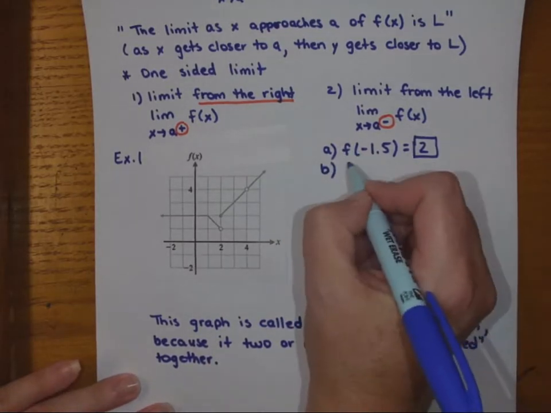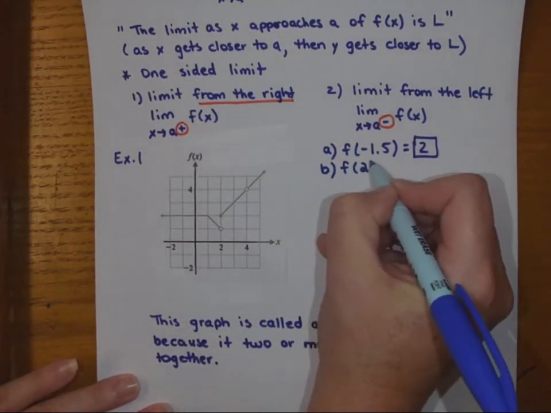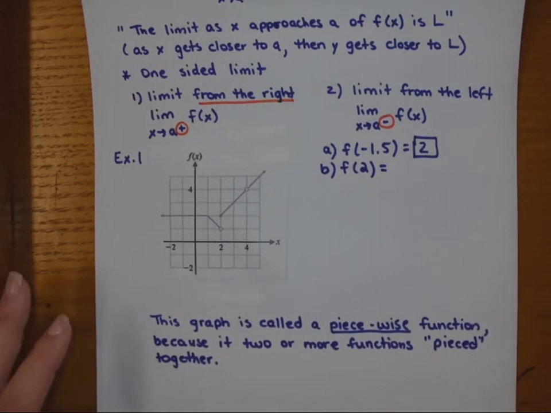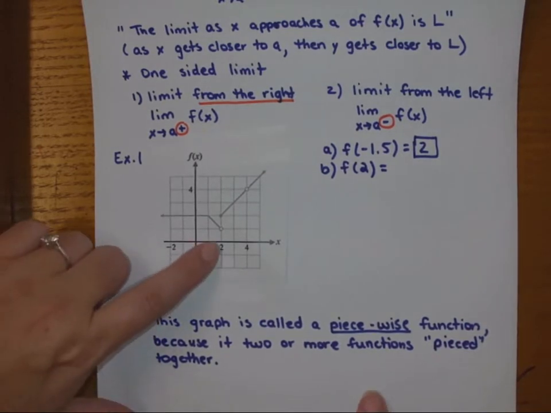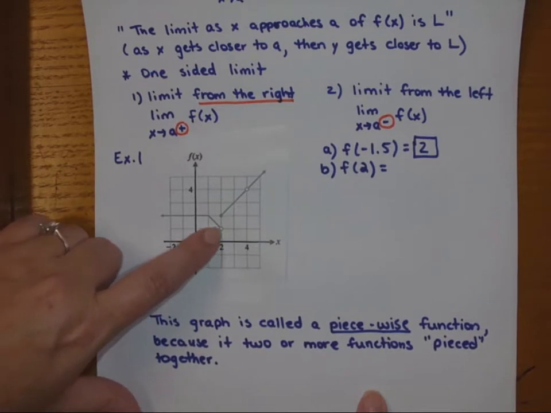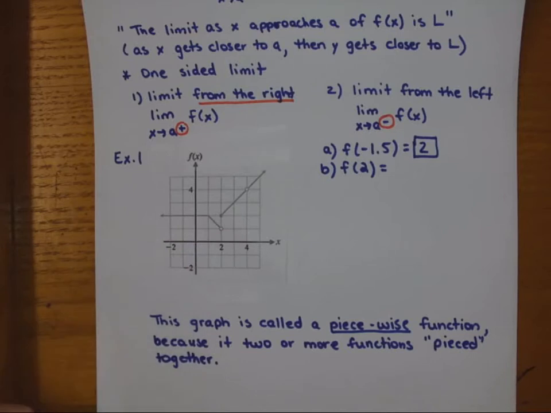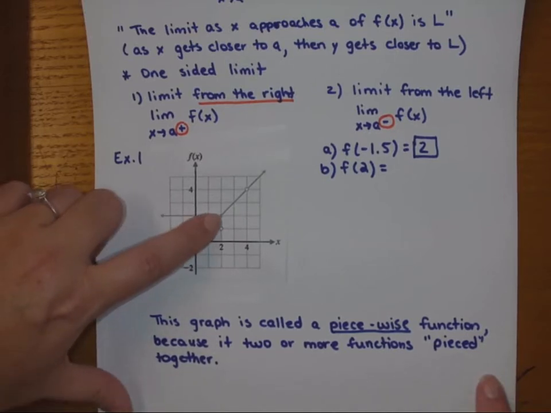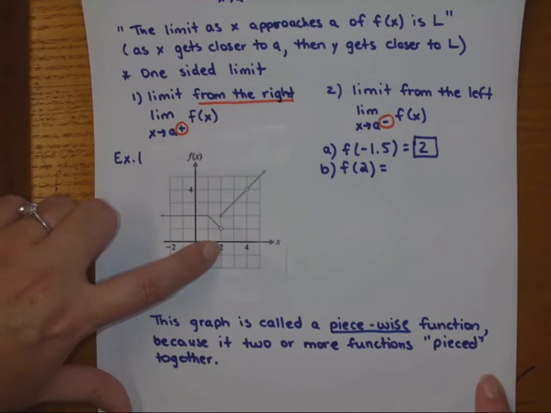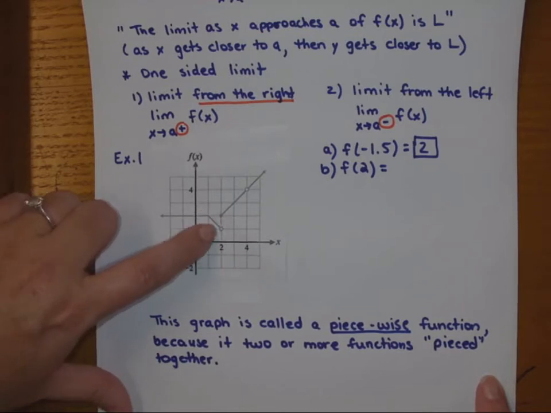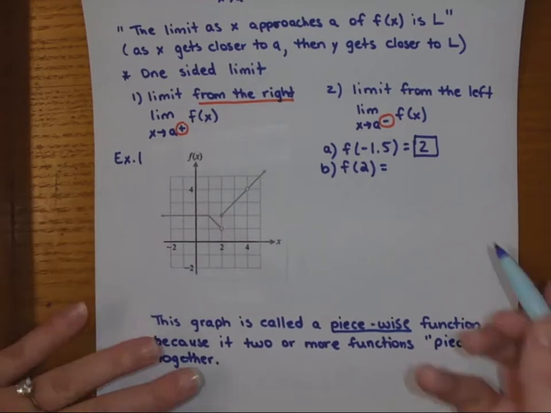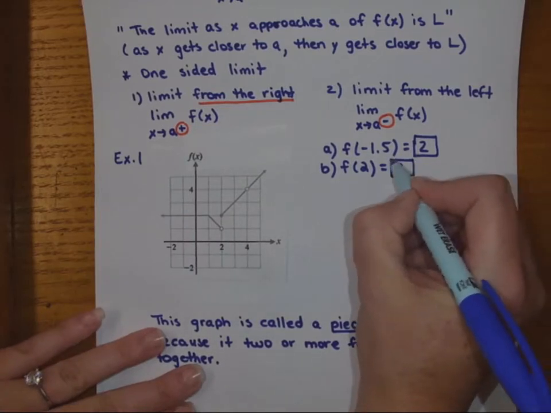What about if I ask you for f of 2? Now f of 2 is again asking you for the y value. So what is the y value when x is 2? Notice here we have an open circle above 2, but we also have a closed circle. Open circles mean they're not actually part of the graph. So we would want to look for this closed circle. The answer is 2, not 1, since the 1 is open. So the answer here is 2.